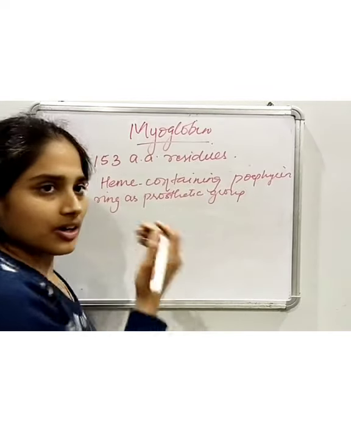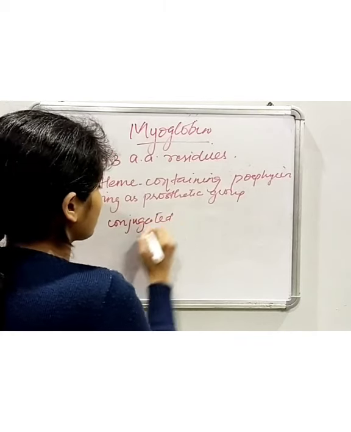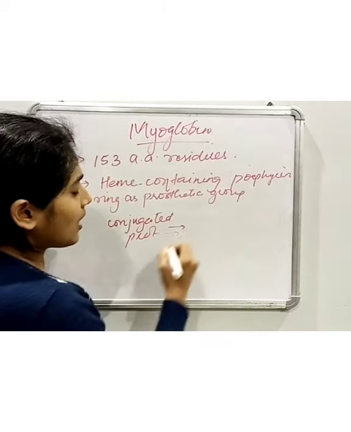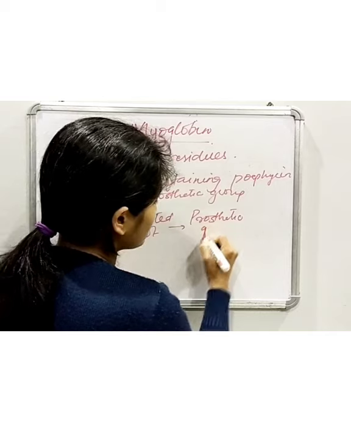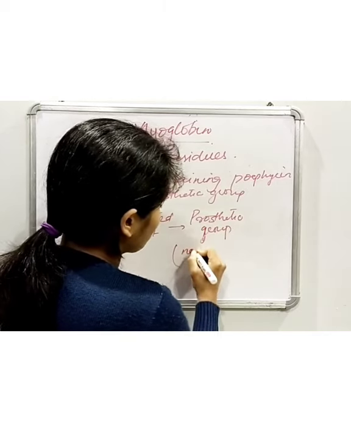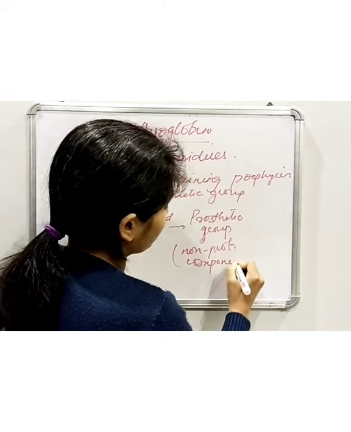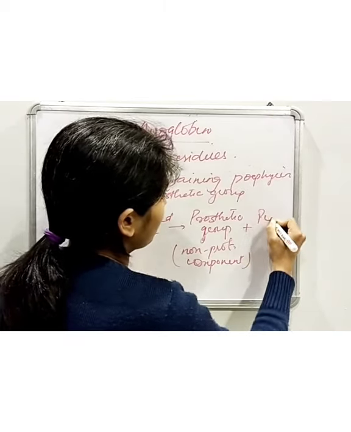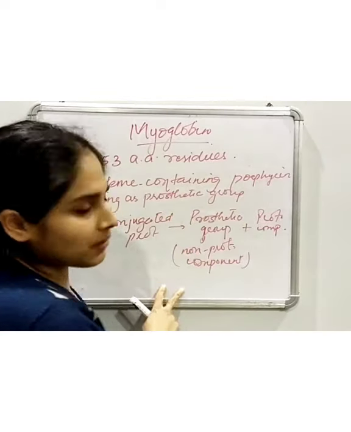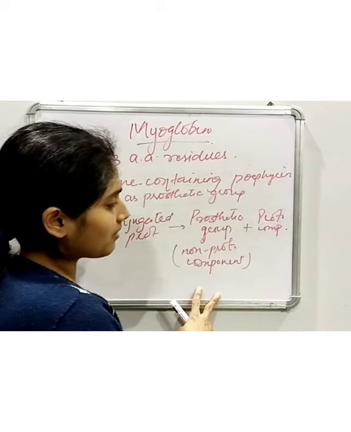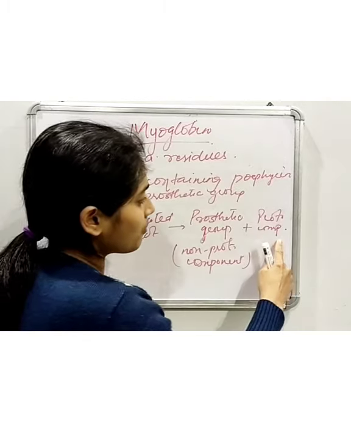So it's also a conjugated protein. What are conjugated proteins? Conjugated proteins are proteins where we have a non-amino acid or non-protein part, which is called prosthetic group, which is the non-protein component, and the other is the protein component. So in the prosthetic group, we have heme containing porphyrin ring as the prosthetic group in myoglobin as well as in hemoglobin, and a protein component.